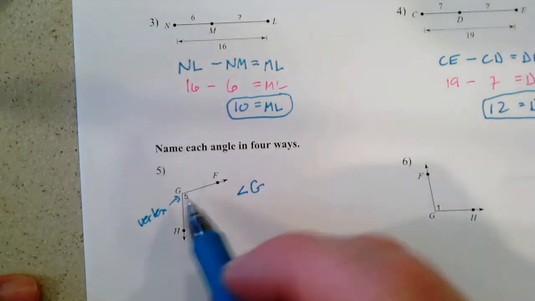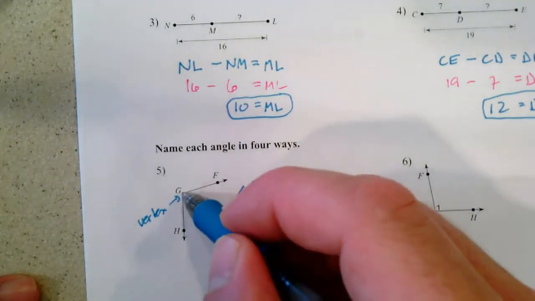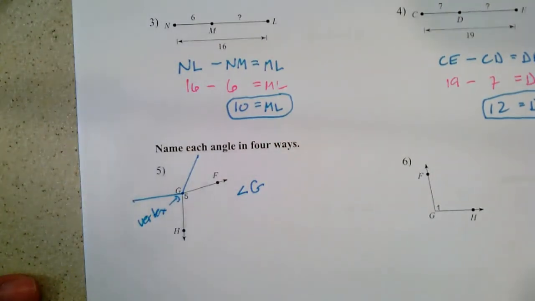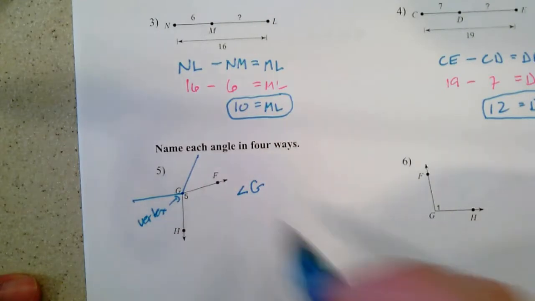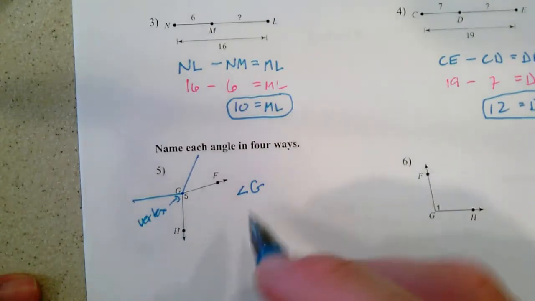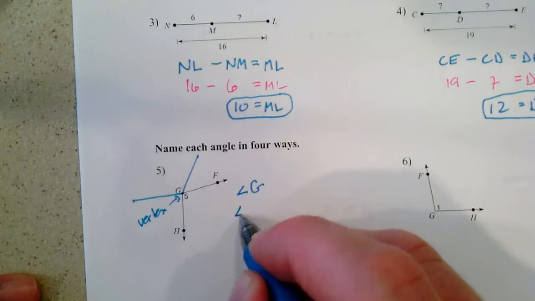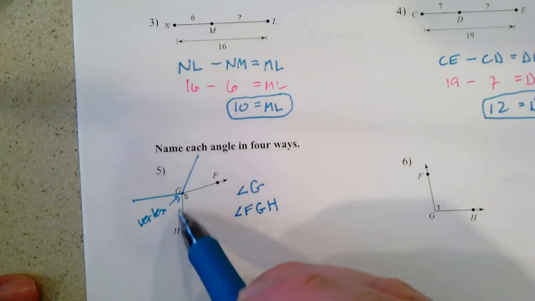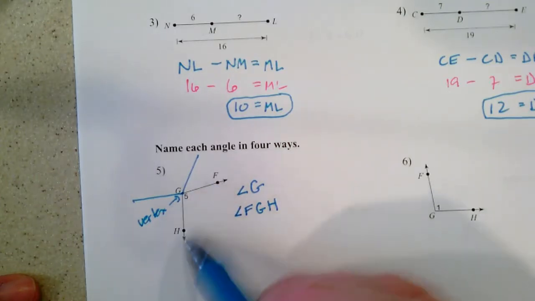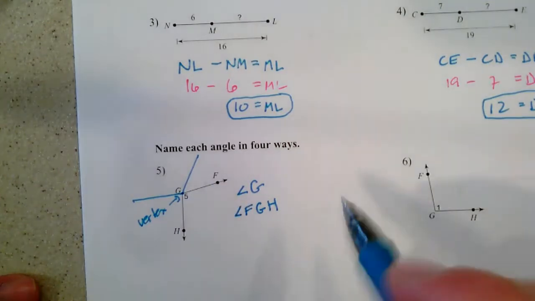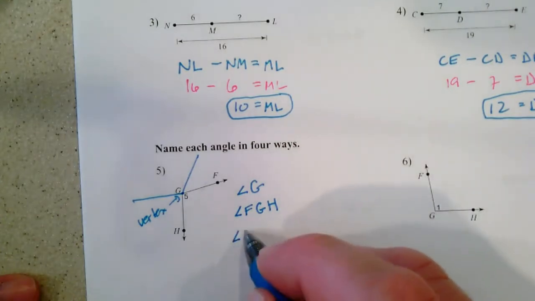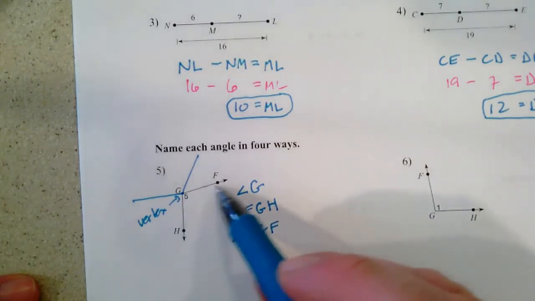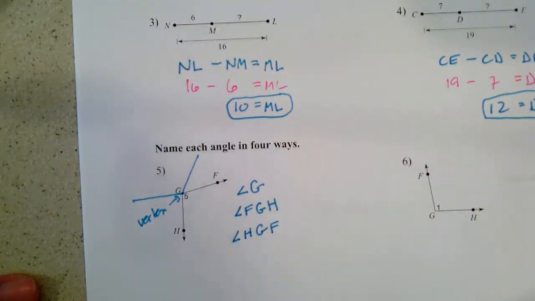Now, you can't do this if there were, say, other rays coming out of here. Then I wouldn't know which angle I was talking about if there were a bunch of angles there. If there were a bunch of angles there and I want to talk about this one in particular, I'd have to give it another name. And I could call it FGH. We sort of wrap around FGH. You're wrapping around the angle there. But it doesn't matter which way you wrap. You could also call it HGF. Go the other way. And that would also be perfectly valid. You can do that as well.